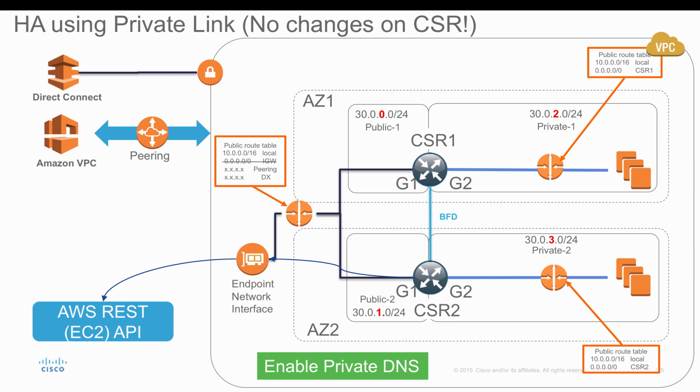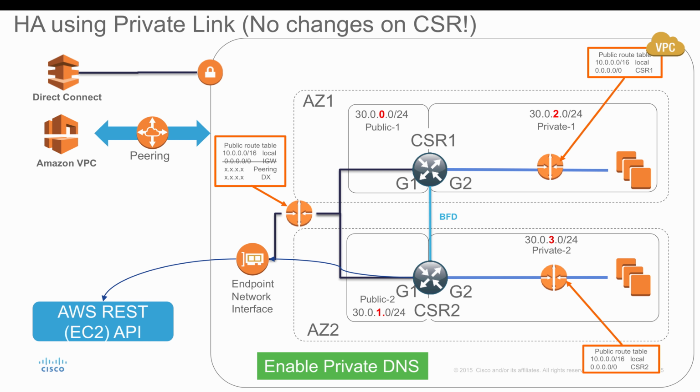So if you think from a CSR perspective, it's making exactly the same API call as it made before when it has the internet access. So CSR is still using the public DNS name to make the REST API. But in this case, the DNS will be resolved within the VPC, and it will be redirected to that endpoint and then access the AWS REST API.